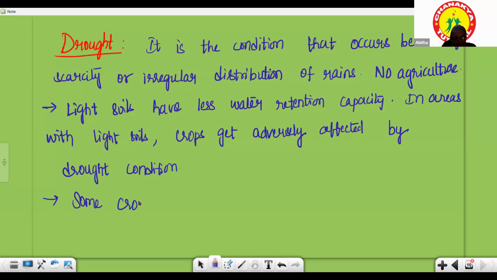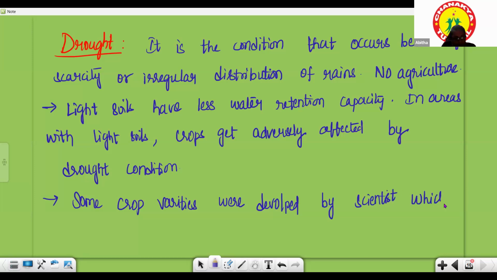Some crop varieties were developed by scientists which can tolerate drought condition. Please read what I mentioned, Srivatsa.